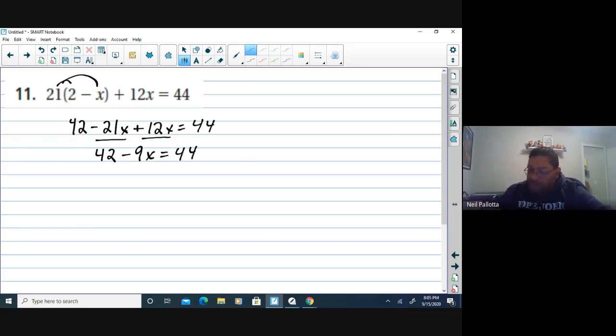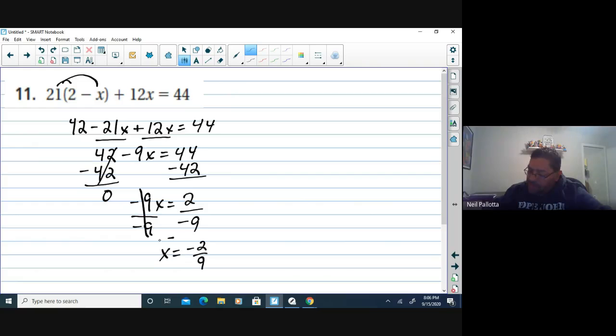From here, we recognize our two-step equation. So I'm going to subtract 42 from both sides of the equation. That's going to be 0. Don't forget to bring that minus sign down as negative 9x. That's going to be equal to, what's that, positive 2? Yes. And then we divide both sides by negative 9. They cancel. And we're left with x is equal to negative 2/9 as our answer. All right? x is equal to negative 2/9.